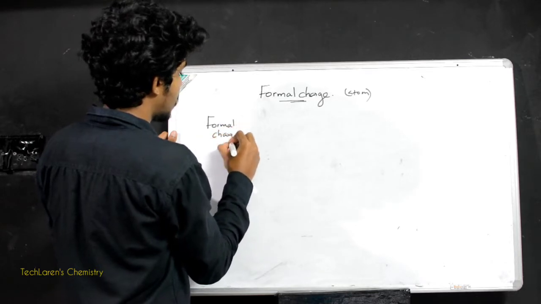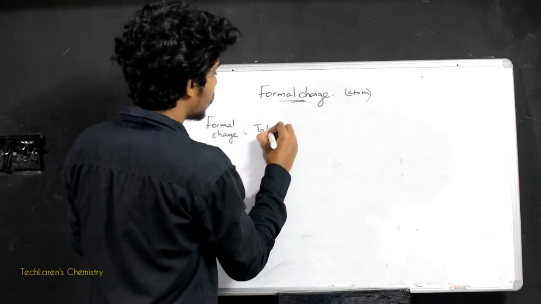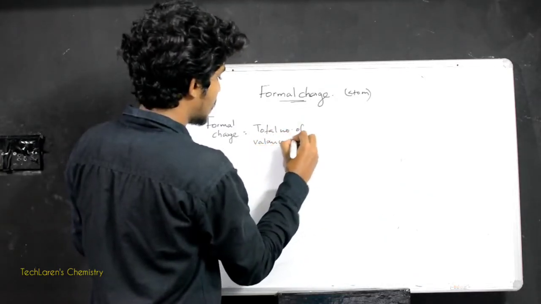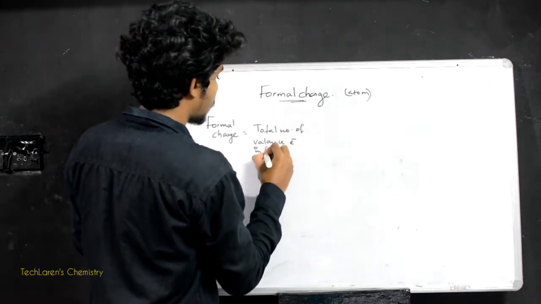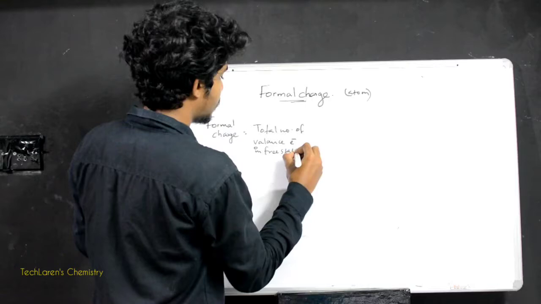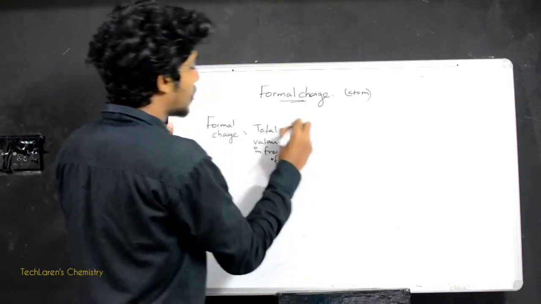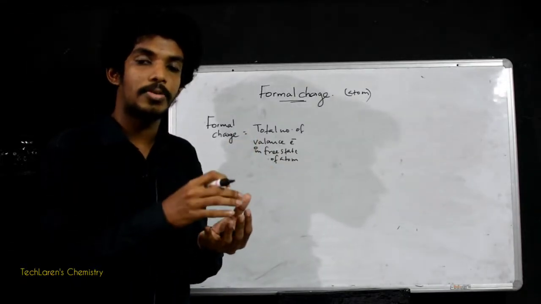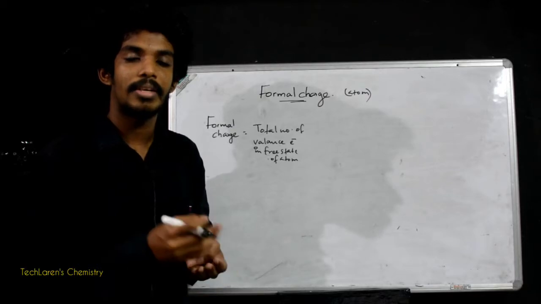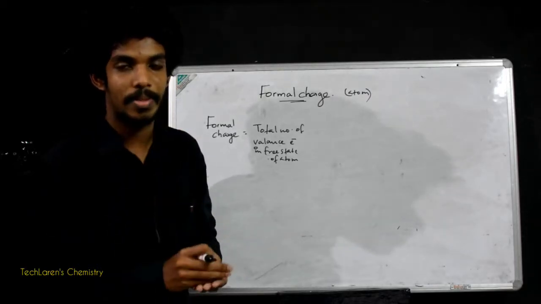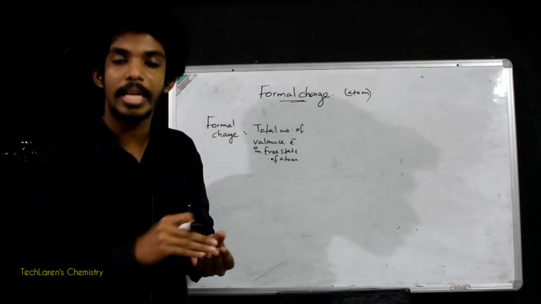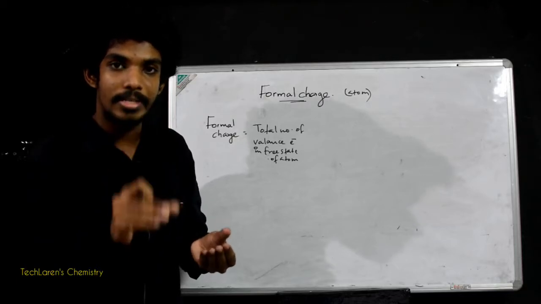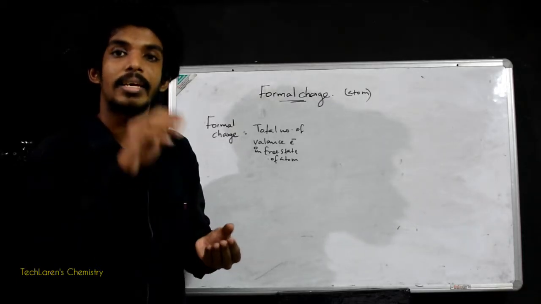Formal charge is equal to the total number of valence electrons in the free state of the atom. The total number of valence electrons, let's take an example in the case of halogens. Halogens are the group of elements placed in the 17th group in the periodic table, which means 7 electrons are present in the valence shell of the halogens.